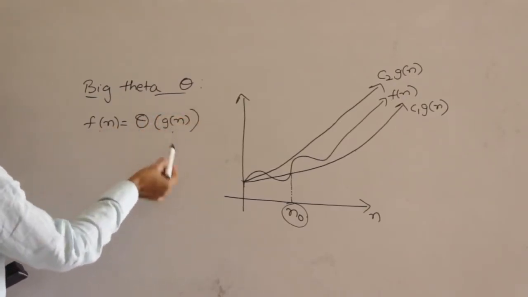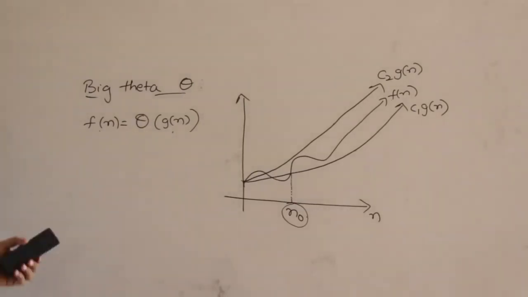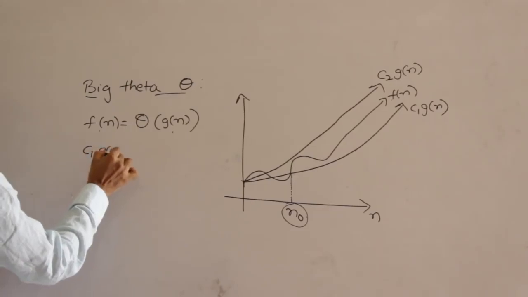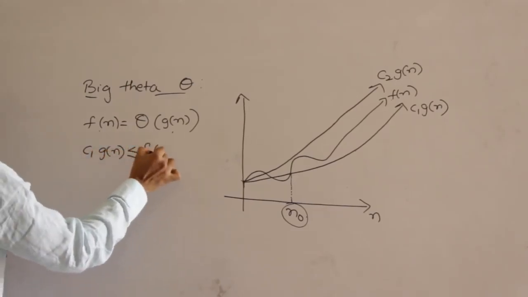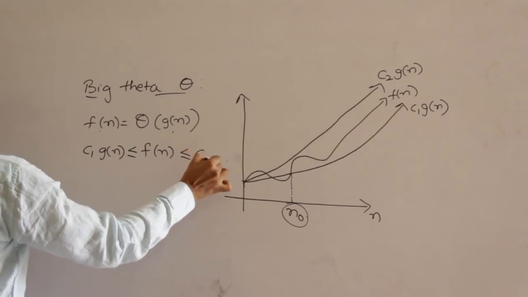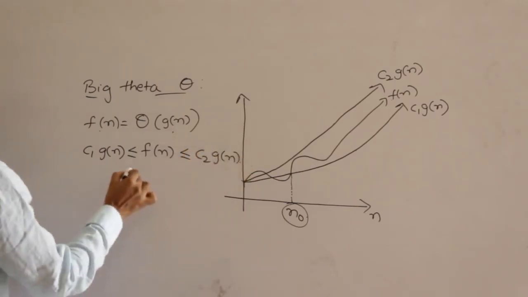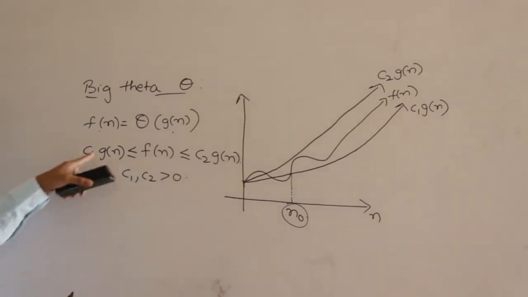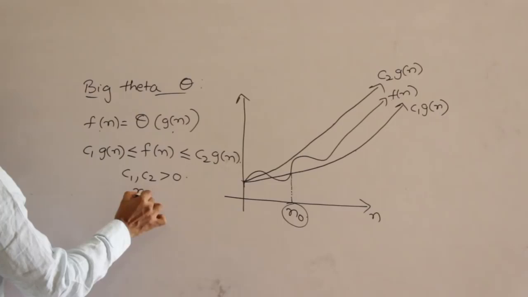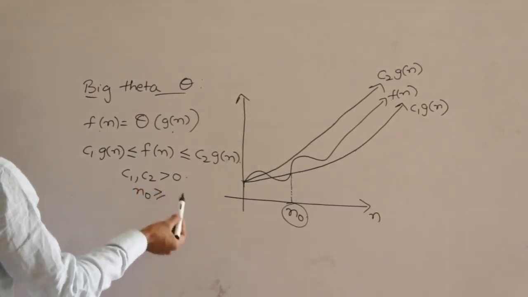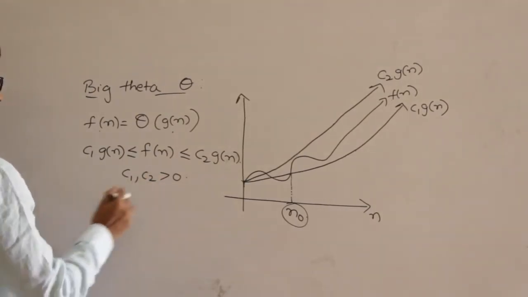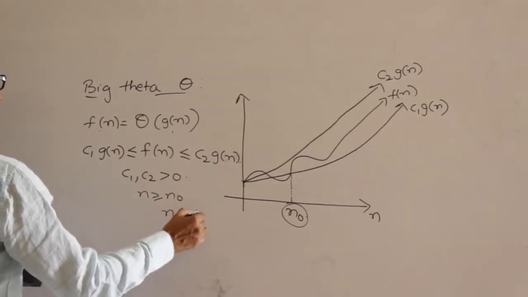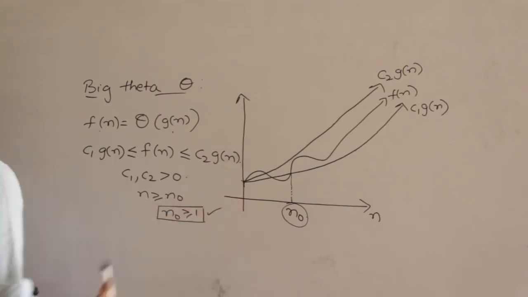Okay, so we say that a function f of n is theta of g of n if f of n is bounded by g of n both in the lower as well as upper, right? Which means c1 into g of n should be less than or equal to f of n should be less than or equal to c2 into g of n, where c1 and c2 are constants greater than 0, and this should be valid for all values of n greater than or equal to n naught, where n naught has to be greater than or equal to 1. N naught can be any constant, right?